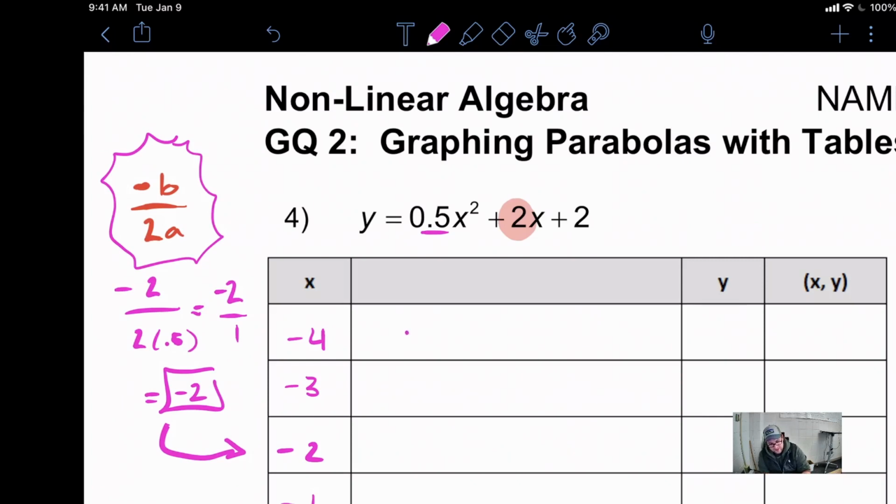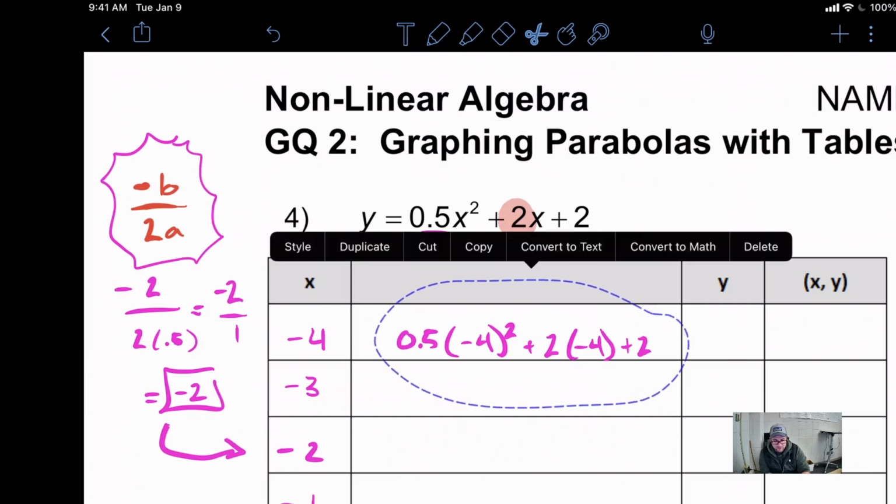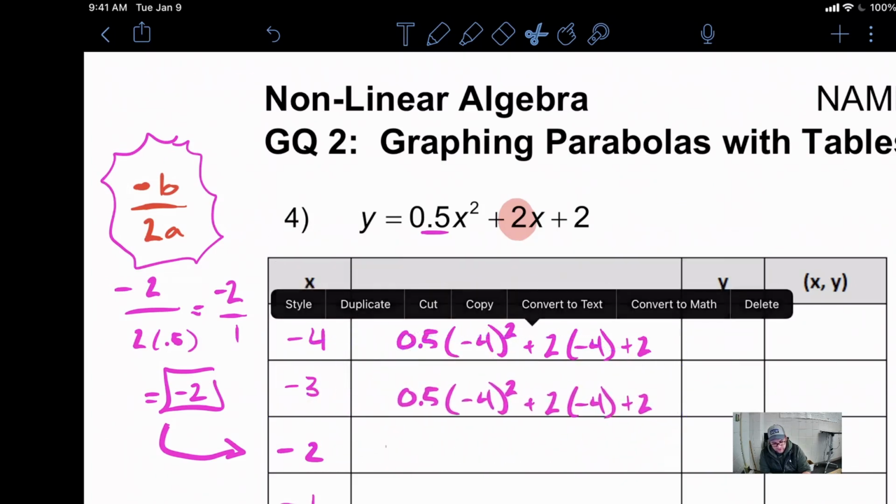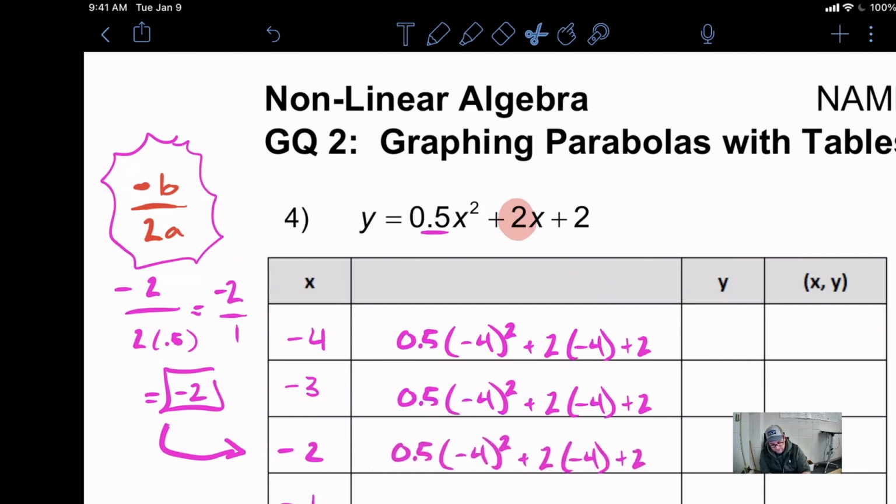Now remember, the next part of this, you're going to simply plug those values in. So you're going to take your 0.5 times negative 4 squared plus 2 times negative 4 plus 2, and evaluate that and figure out what that gives you. Now this is probably the part of the process that will take the longest, because as you come over here, you're going to do this 4 more times. Almost there. But in each of these problems, these numbers inside the parentheses are going to be changing.